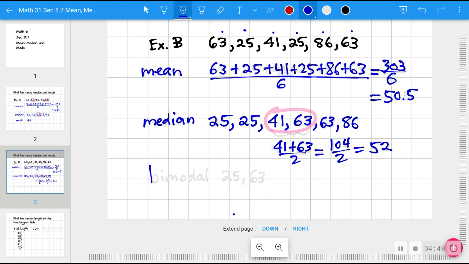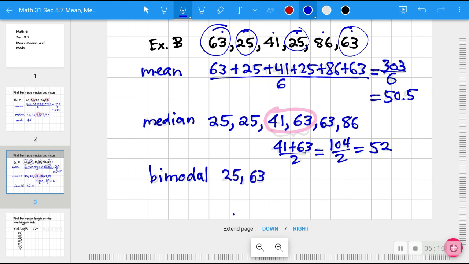Okay, bimodal is the case where there's 2 modes, and you'll notice here that there's 2 of the 63s and 2 of the 25s, and the others are just singletons. So since there's a tie, you just count them both here, 25 and 63. I don't know if I have an example of a trimodal one, but sometimes you can get 3 of them in there. And it gets a little ridiculous if you have 3 modes. It's basically the most popular number or the most common number.